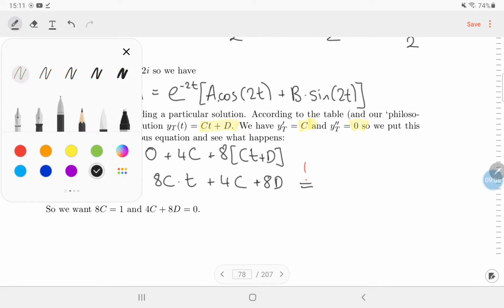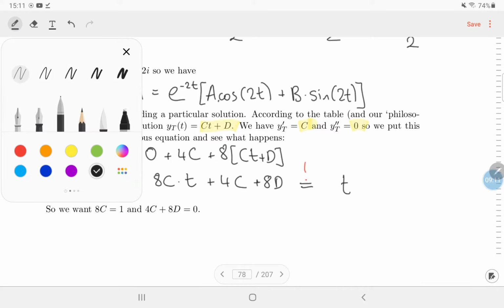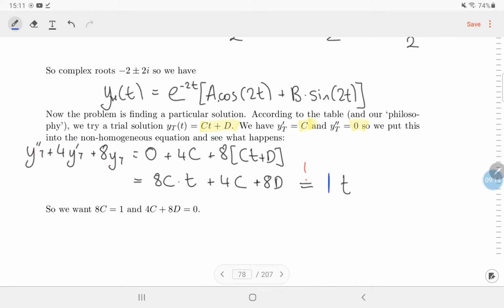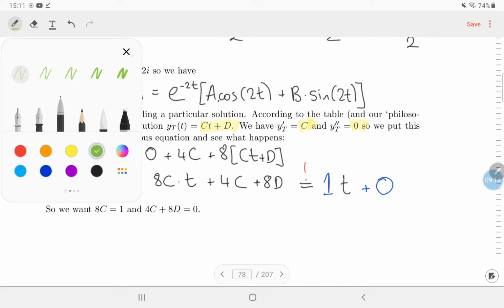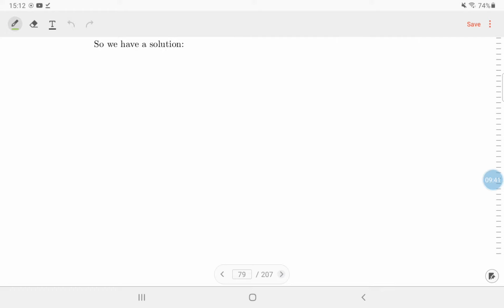Now think about what t is. t is 1t plus 0. So if I want the left hand side to equal the right hand side, I need this to equal 1. So I'll have 1t on the left, and I want this to equal 0. If I can find c and d that does that, then I have what's called a particular solution.